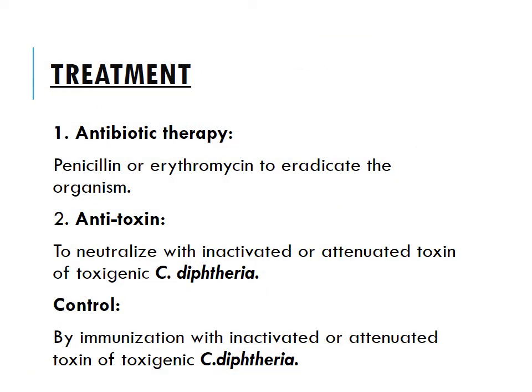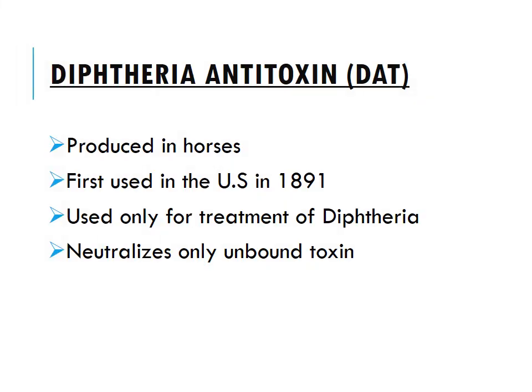Treatment. First, antibiotic therapy: penicillin or erythromycin to eradicate the organism. Second, antitoxin to neutralize the toxin. Control is by immunization with inactivated or attenuated toxin of toxigenic C. diphtheriae. Diphtheria antitoxin, DAT, is produced in horses, was first used in the US in 1891, is used only for treatment of diphtheria, and neutralizes only unbound toxin.